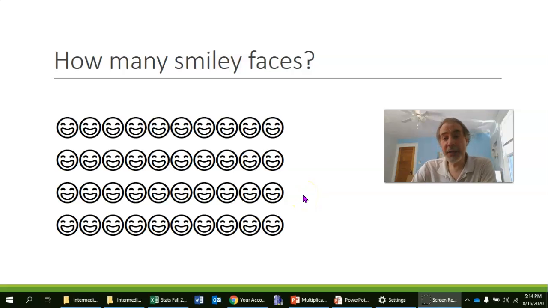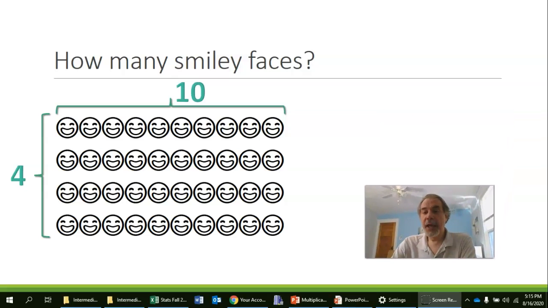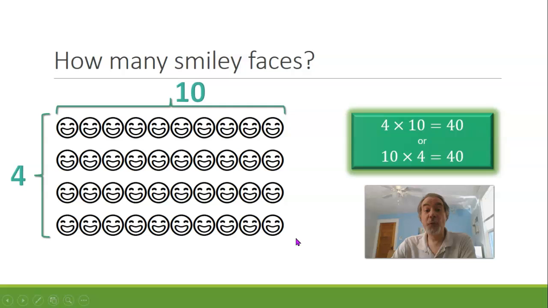But there is an easier way than counting them all individually, and that is to notice that we have four rows with 10 smiley faces in each row. And so that means that altogether there's 4 times 10, or 10 times 4, which is 40 smiley faces.